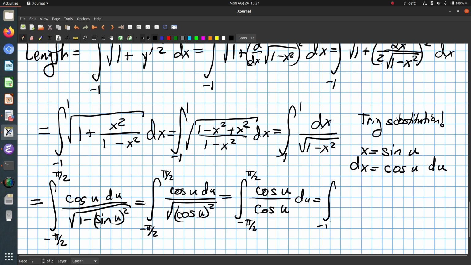And so all of these trig functions vanish, and we're just left with pi. So indeed, we've recovered that length of a circle.